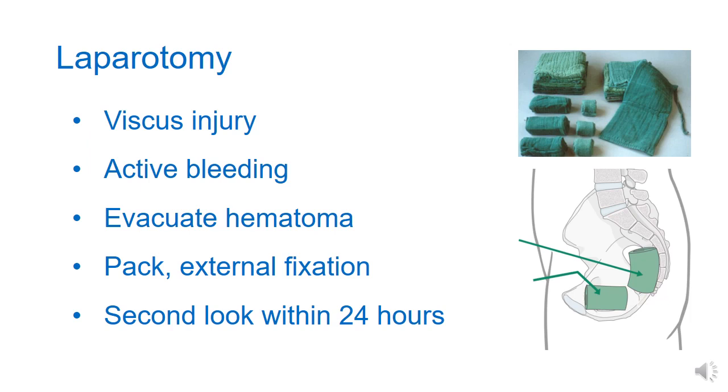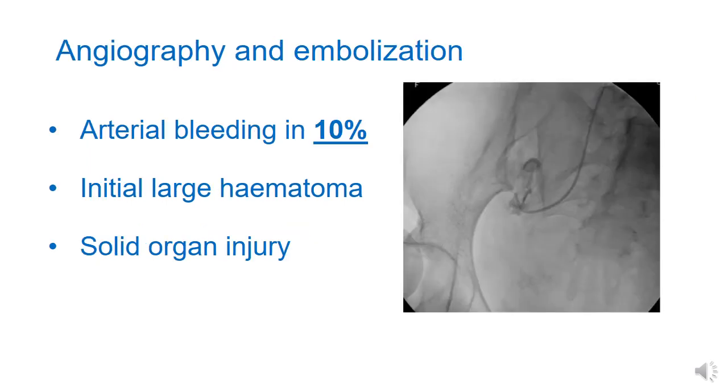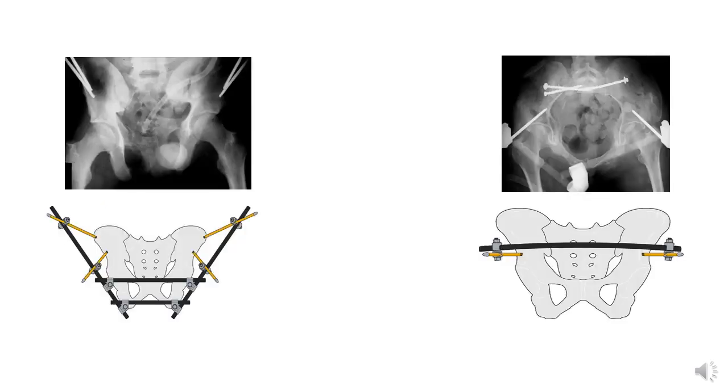And after 24 hours, if the patient is stabilized, they will go again to remove the packs and to control the bleeding, what's called second look. If we are suspecting arterial bleeding, especially if the initial hematoma is very large, or if we are suspecting solid organ injury like liver injury, we will go for angiography. And by the end of laparotomy or angiography, we'll go for external fixator. We have 2 points for fixation in the pelvis, either the iliac crest or the anterior inferior iliac spine. Both are correct methods for externally fixing the pelvic fracture.